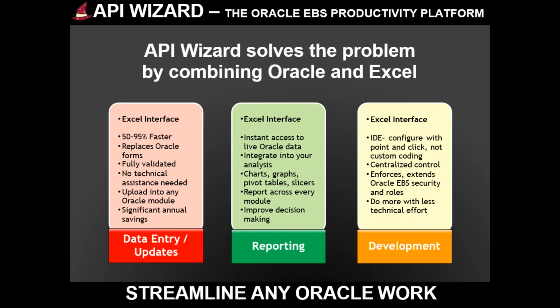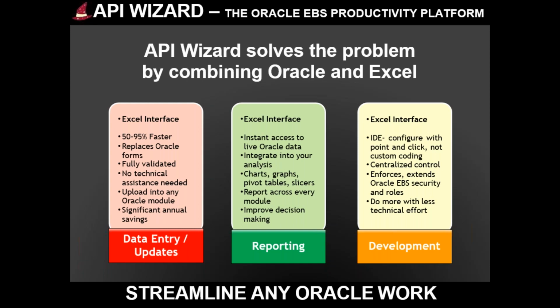And that's really where API Wizard comes in. API Wizard combines the power of Oracle and Excel to provide users with an easy-to-use Excel interface to process all of their data, whether it's new data entry, updates to existing or master data, or reporting. Users can use our Excel-based interface for all of their Oracle EBS data processing needs.